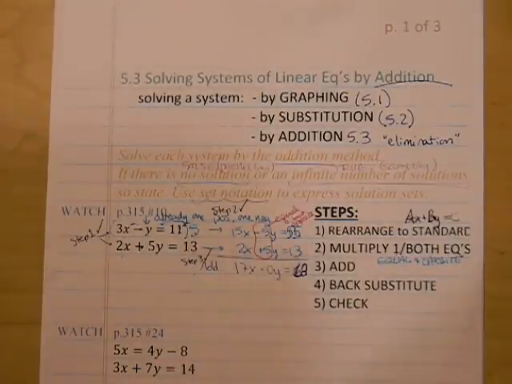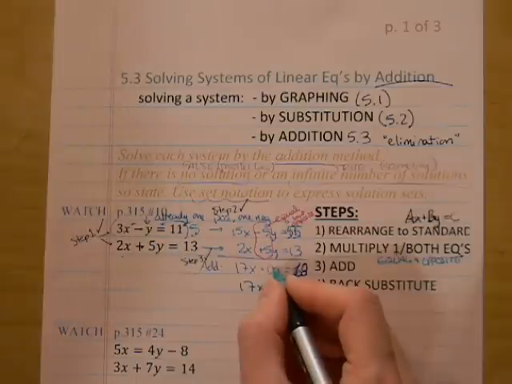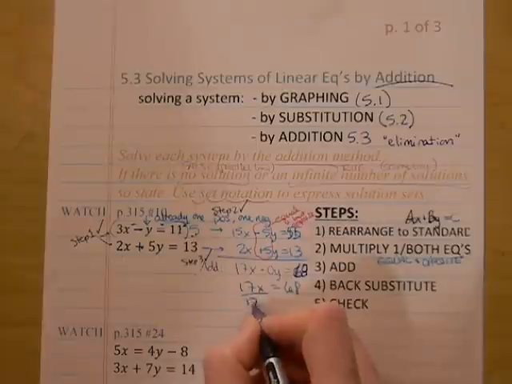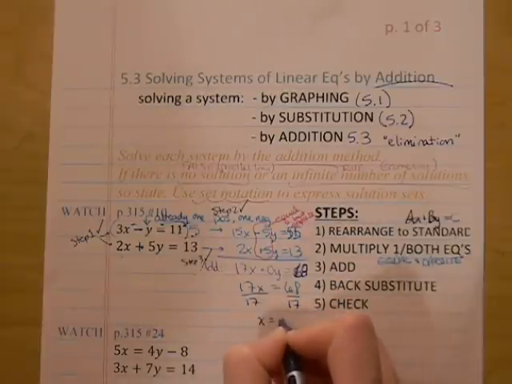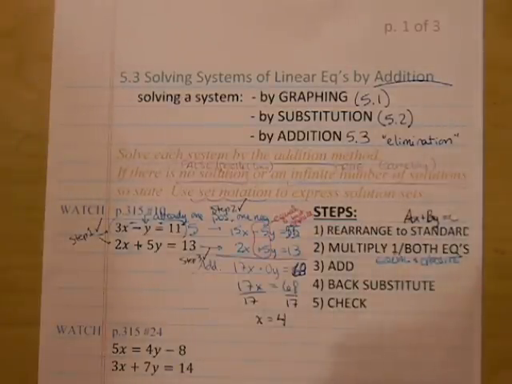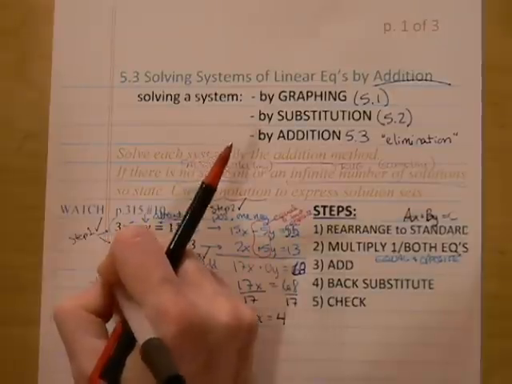From there, I will rewrite that as just 17x equals 68. The y's were eliminated. That was what we were trying to do, so it shouldn't come as too much of a shock to us. And then we divide both sides by 17, and we get x is equal to 4. From there, we can use back substitution to plug that in. So this is 4 right here.